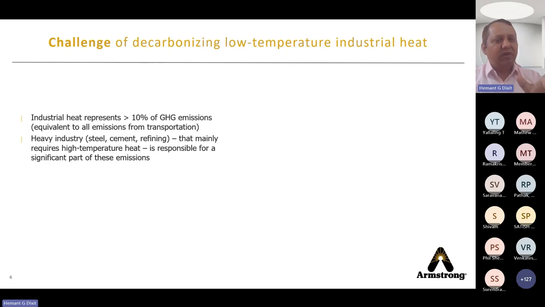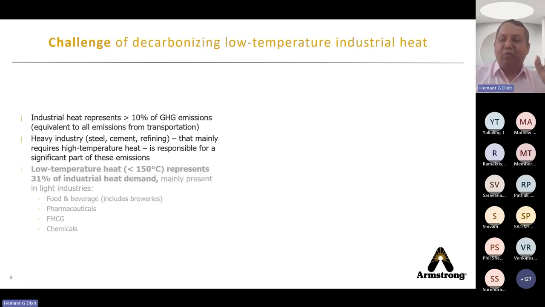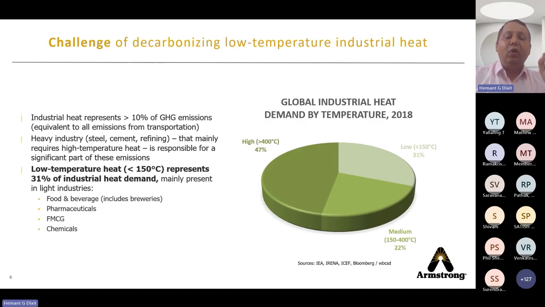It is responsible for a major significant part of the thermal emissions, but in the same way, even low temperature heat, less than 120 degrees C, also represents almost 31% of the industrial heat demand. And mainly this 31% of the industrial heat demand comes from industries like food and beverages, pharmaceuticals, FMCGs, light chemicals, automobiles and other industries.